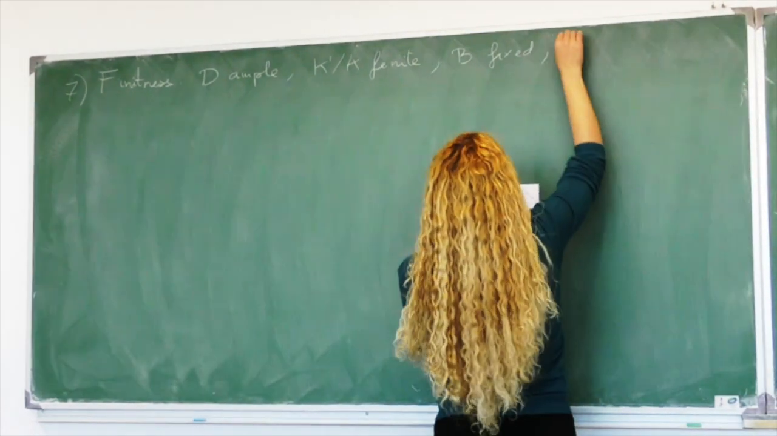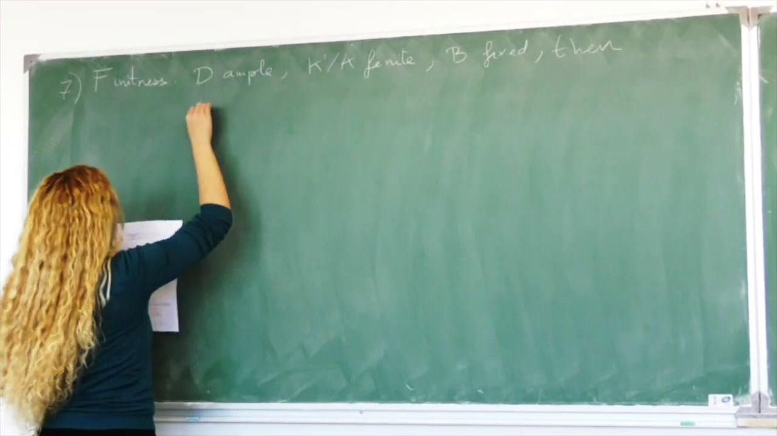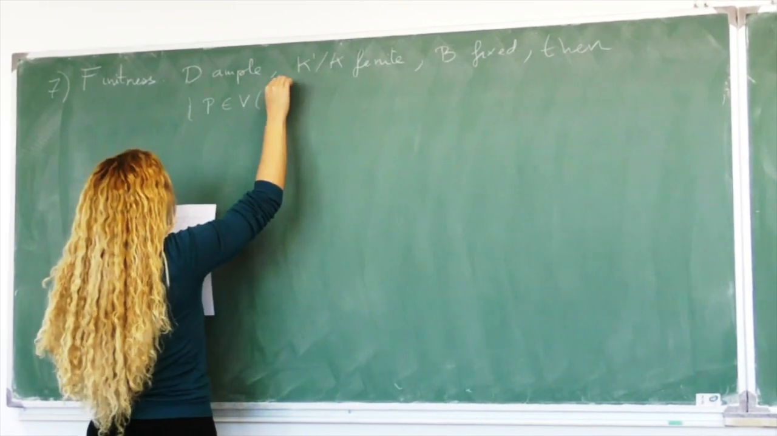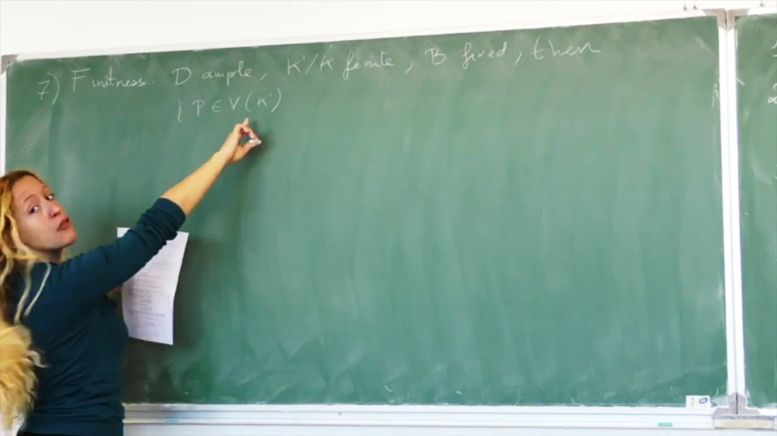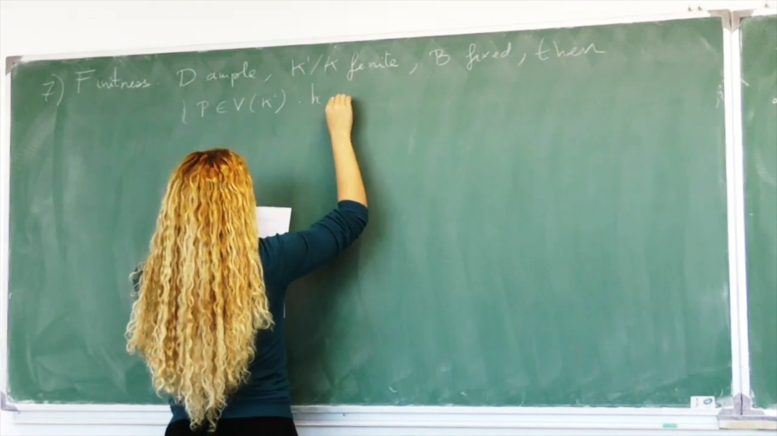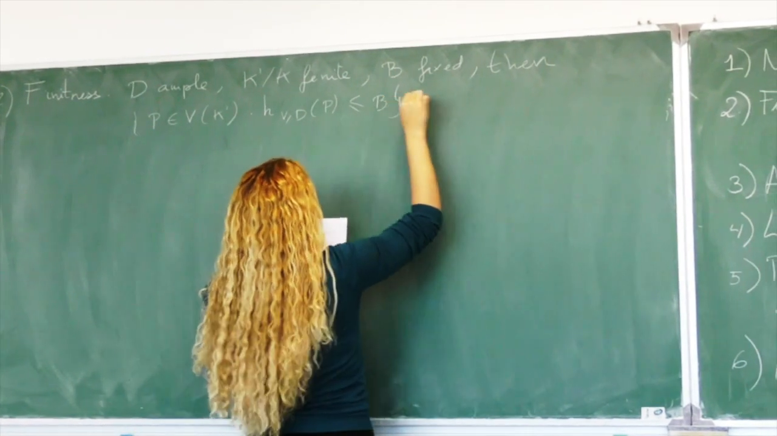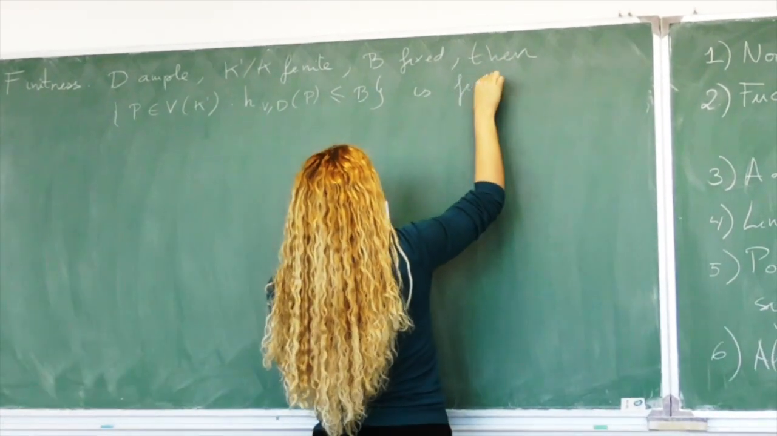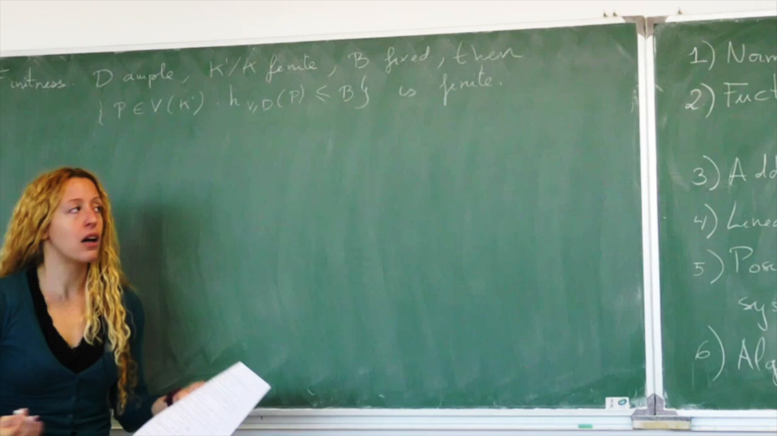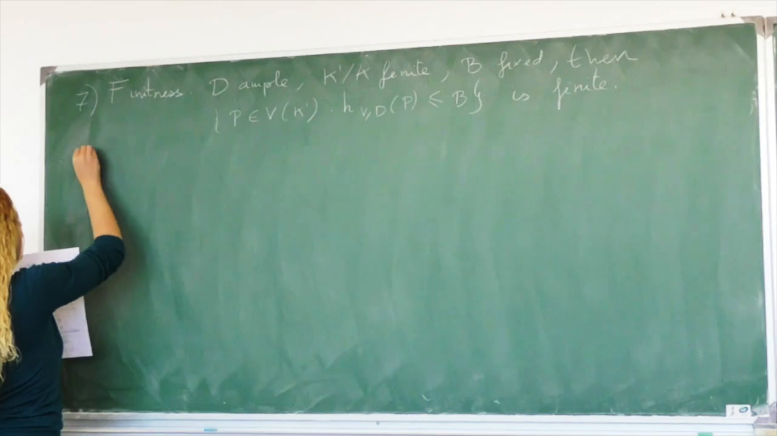So B fixed, then we get the finiteness result that we were expecting and that we have for heights in projective spaces. That is, the points on the variety defined over that finite extension such that the height is bounded by B form a finite set. Right? So this is the kind of finiteness result that we expected and we already had for the heights in the projective space. Okay, and now eight, and this is the last one.